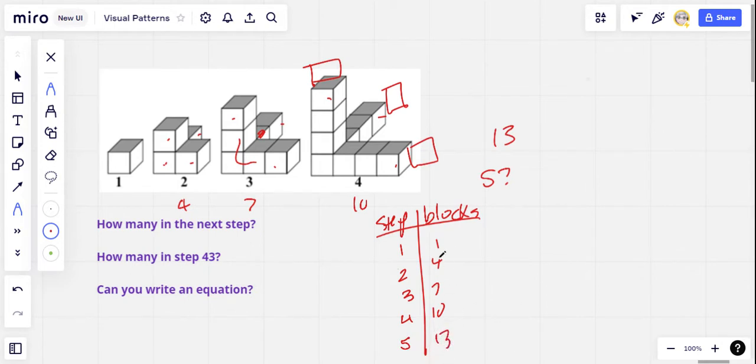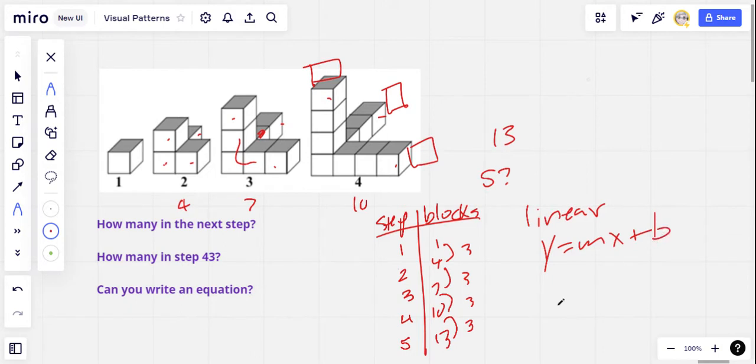And then what we do once we've got the numbers is we find the differences. How much is it increasing by? So 4 minus 1 would be 3. 7 minus 4, 3 again. 10 minus 7, 3. 13 minus 10, 3. And when the differences are all the same, you can be pretty sure that this is a linear pattern. And we can use the equation for a line to model it.